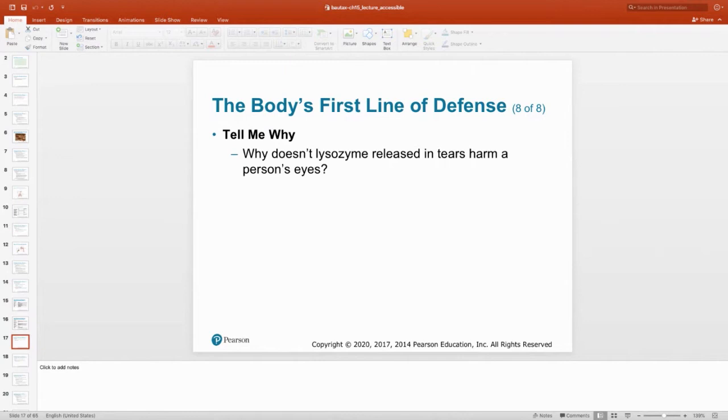That's right, Matthew. The eyes don't have peptidoglycan. And if you were answering this in a quiz or on a test, you would then say that lysozyme destroys peptidoglycan, which is present in bacteria. But the eyes don't have it, and so that's why it will not harm human eyes.